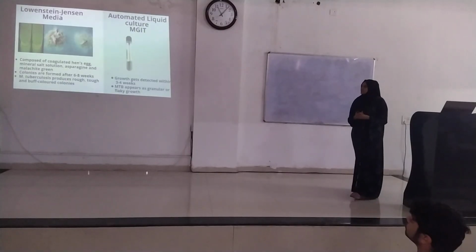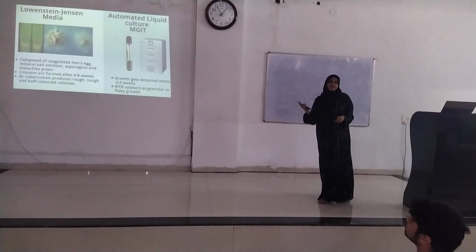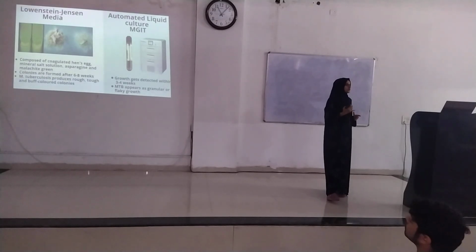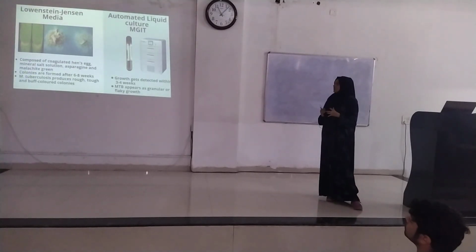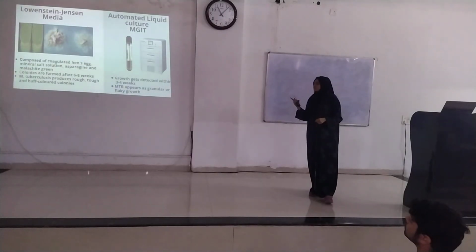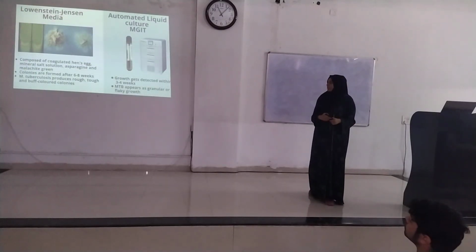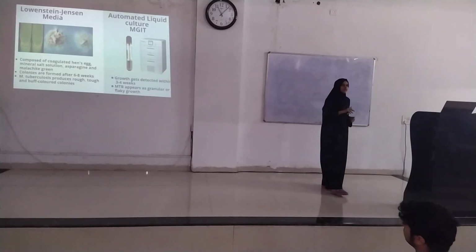LJ medium is composed of hen's egg, mineral salt solution, asparagine, and glycerol. Colonies formed in LJ medium take around 6 to 8 weeks, and they appear as dry, tough, and buff colored colonies. Whereas in MGIT, the growth is detected within 3 to 4 weeks only, and Mycobacterium tuberculosis appears as granular or flaky growth.